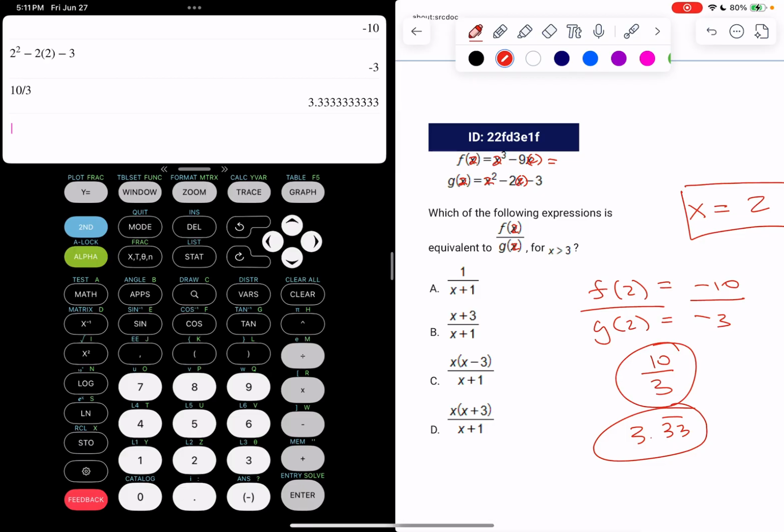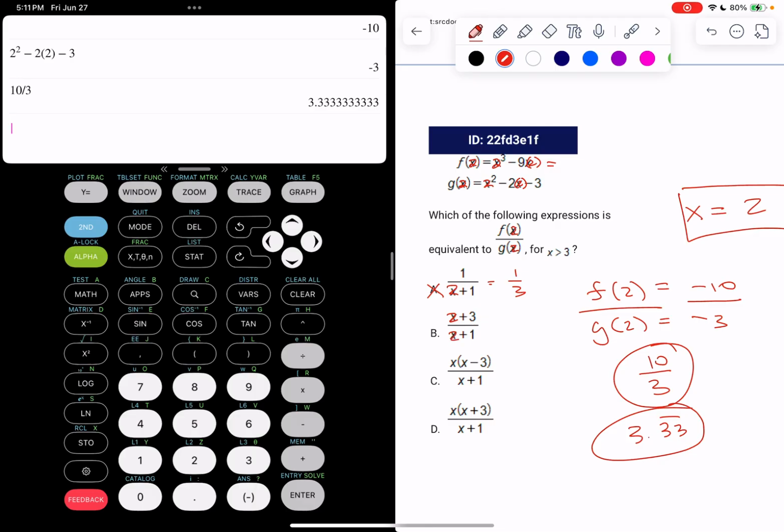So let's pop a 2 in the answer choices and see which one gives us the same thing. If I put a 2 in here, I'm going to get 1 over 3. That's not 10 over 3, so let's cross that out. If I put a 3 in here, a 2 in here, I'm going to get 5 over 3. That's not 10 over 3. Cross that out. This guy here, I'm going to get 2 times 2 minus 3 over 2 plus 1. Well, that's going to be a negative 1 in here. That's going to give me negative 2 over 3. That's not what I'm looking for.